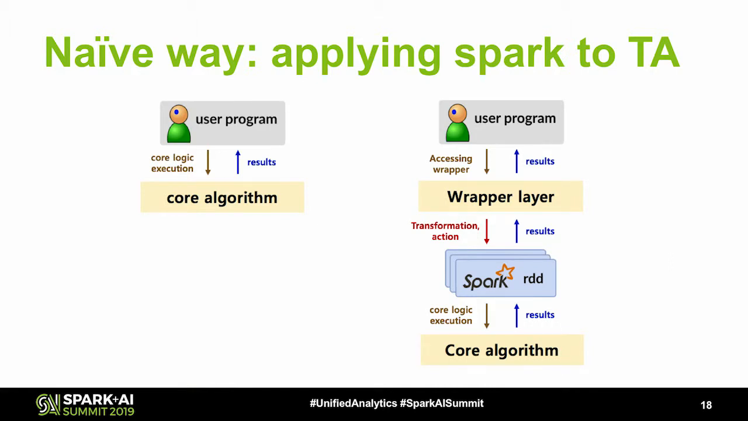Therefore, we applied Spark to TA as shown in the right figure. We transform trace data into RDDs, and then the TA algorithm is executed on the RDDs for each node. The user can access the RDDs and obtain the TA results through the wrapper layer. And we call this the Naïve TA Spark version because we use the TA algorithm without any change except for distributing the data into RDDs.